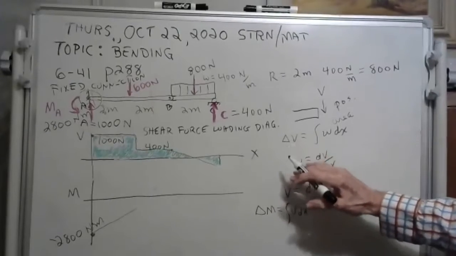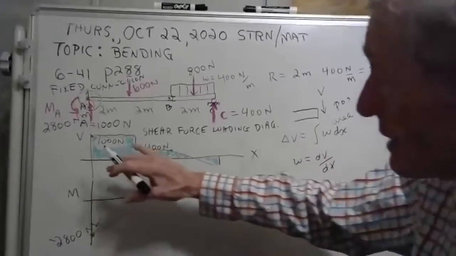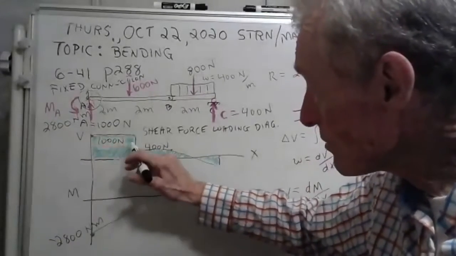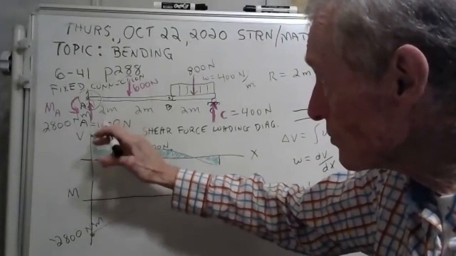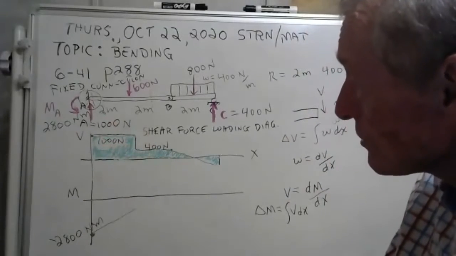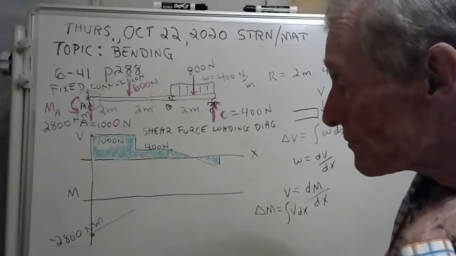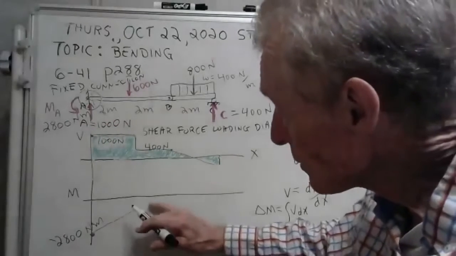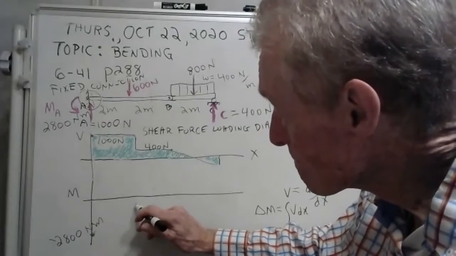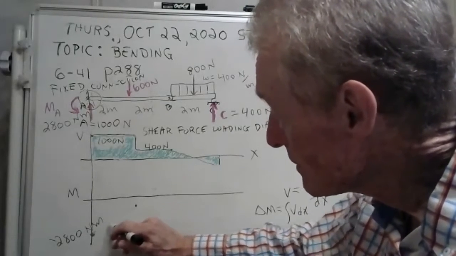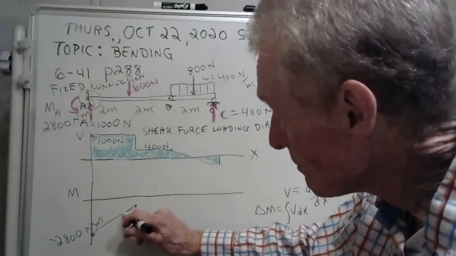These are your four equations that we talked about. You know what that is? That's the area. This area here, you see it? This rectangle has a base of 2 meters and a height of 1,000 newtons. Well, 2 times 1,000, that's 2,000. I'll tell you where it goes. It comes up to minus 800.